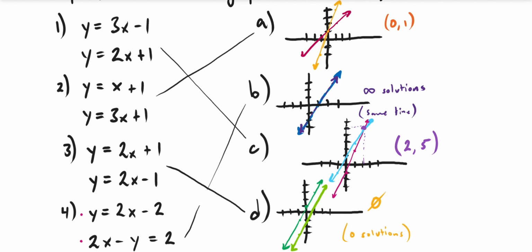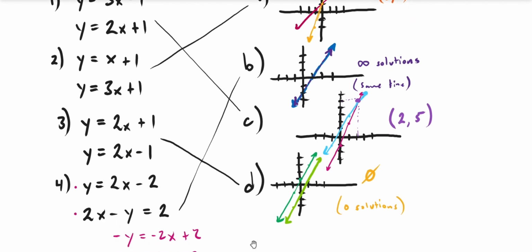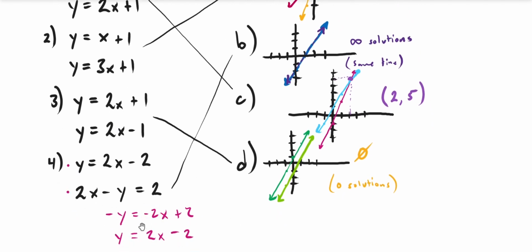There's only one left, so we might as well connect the dots here. But let's see if we could have figured that one out a different way than elimination. If I solve this for y, minus the 2x over, and multiply both sides by a negative, I get the original equation, y equals 2x minus 2. So the second equation actually isn't different from the first equation, it's just reorganized. And as such, they're actually the same line, and so they have an infinite number of solutions.